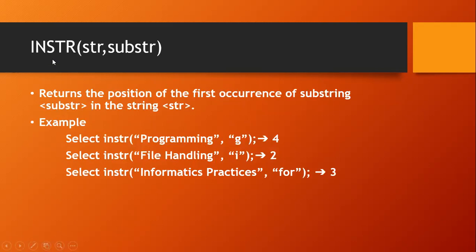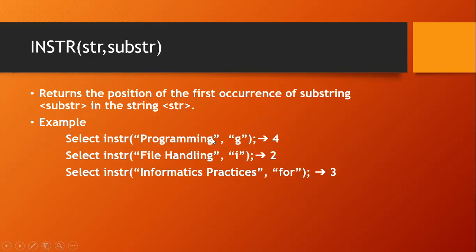Next function is instr or instring. There will be two arguments, that is the main string as well as the substring. So what does instr return? It returns the position of the first occurrence of the substring in the main string. For example, select instr of 'programming', 'g'. Programming is the main string and g is the substring. So we check in which position g is occurring in this main string.